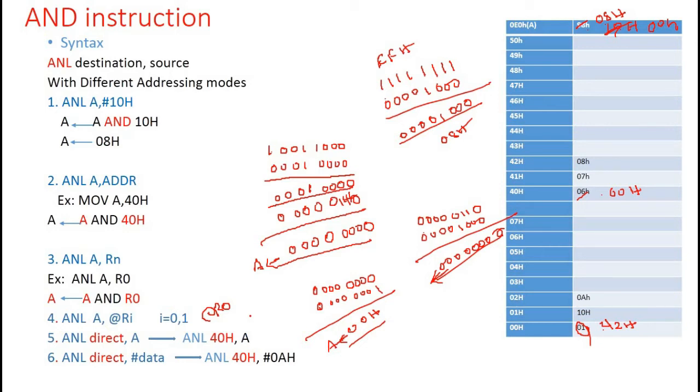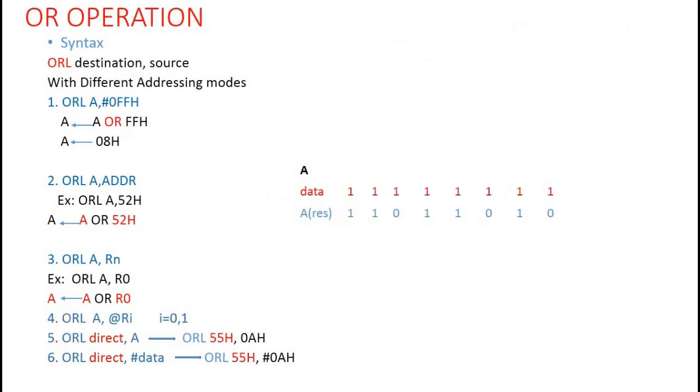And next we'll move to the OR instruction. Same as the AND operation, here also we have 6 different opcodes for the OR operation. That is ORL A comma #data. This is the immediate addressing mode, meaning the contents of the accumulator will be ORed with the immediate data, say FFH, right?